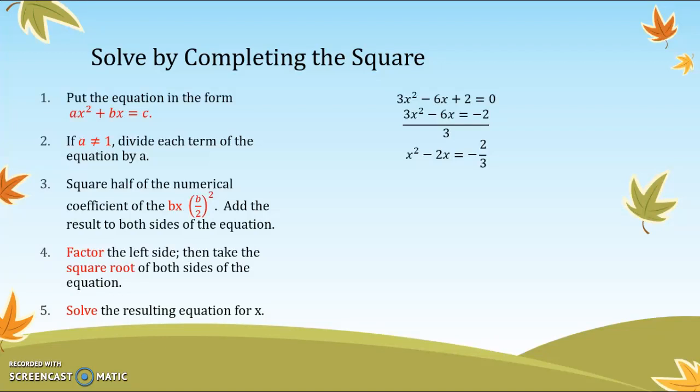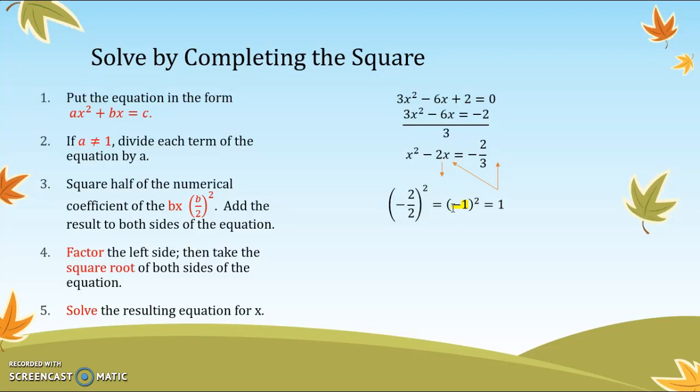Now I'm going to take the coefficient in front of my x value, and I'm going to divide it by 2 and square it. This gives me negative 1 squared, and negative 1 squared is 1. Keep in mind the negative 1 in front of the square here. We're going to come back and use this piece here when we write it in factored form.